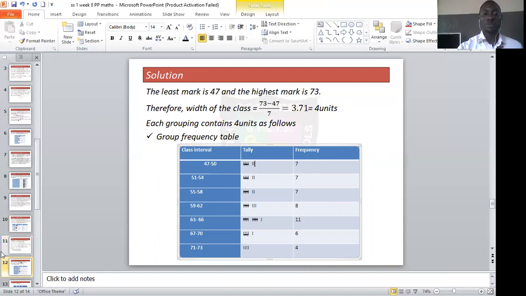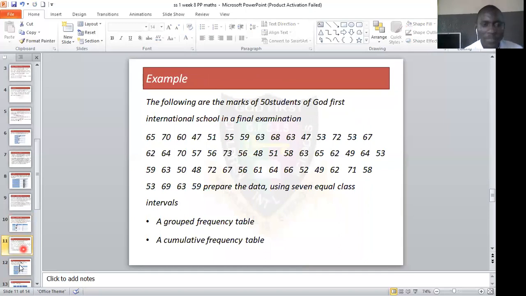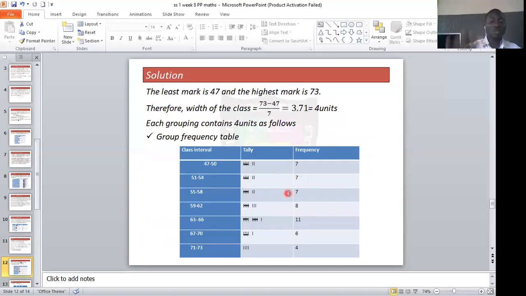It's 7. So 55 to 58, let's look at it again. That's 7 also. 1, 2, 3, 4, 5, 6, 7, 8. 55 to 58 is also 7, and that is also correct. So you look at everything very, very well.